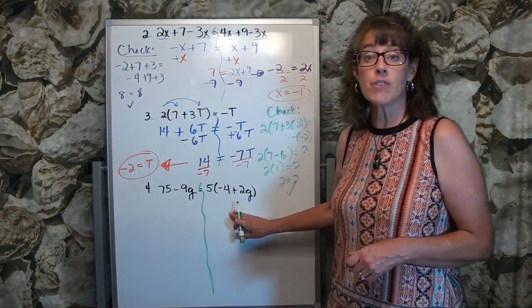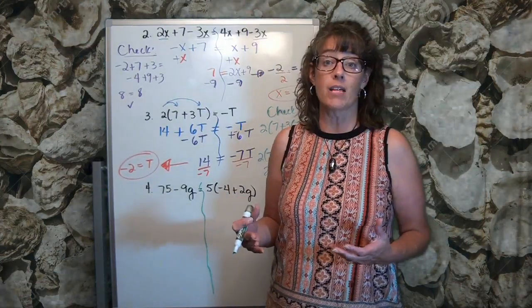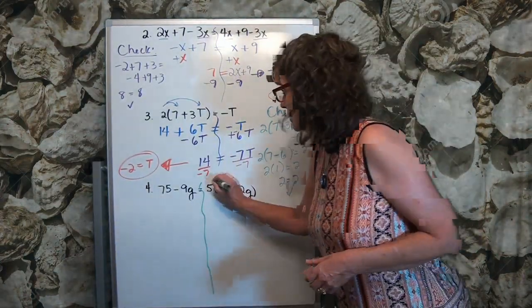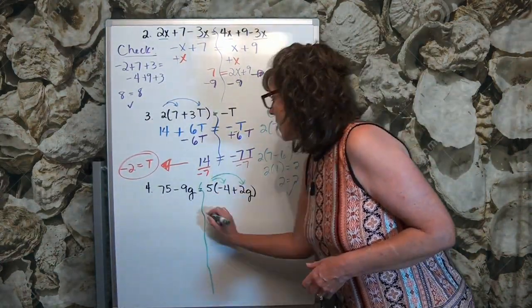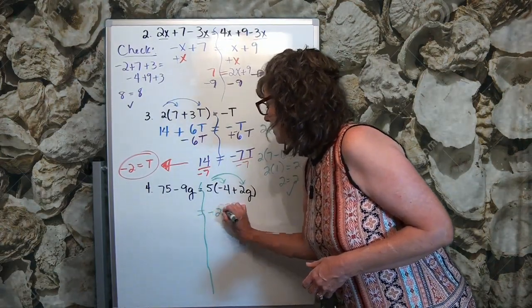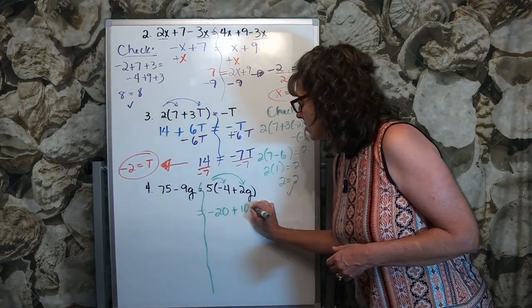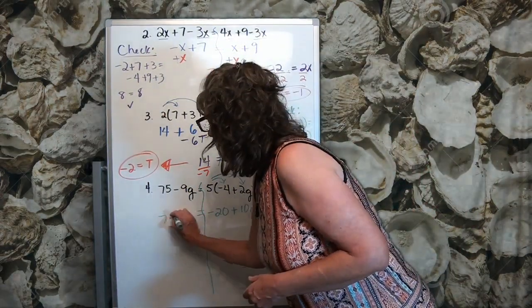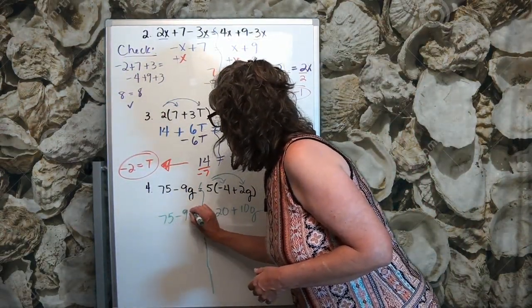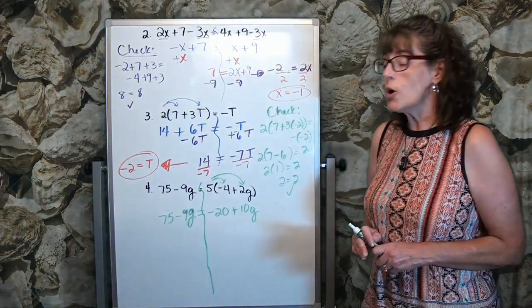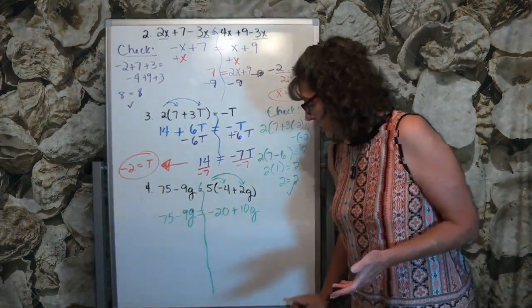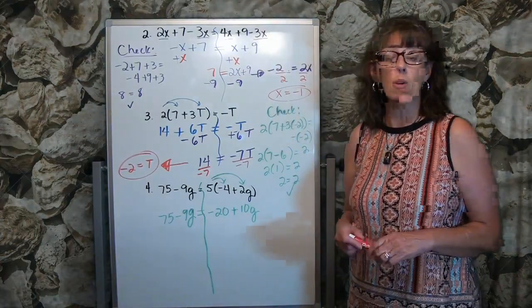Notice yet again a parentheses here. That is not simplified. So to get rid of that parentheses, I'm going to distribute through. And so that gives me a negative 20 because 5 times negative 4 is a negative 20. 5 times 2g is 10g. And so on this side, we've got a 75 minus 9g. And notice that there's nothing more that I can put together. It is as simple as I can get it on either side.